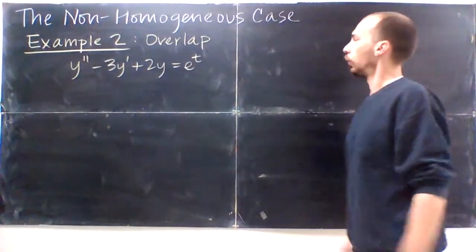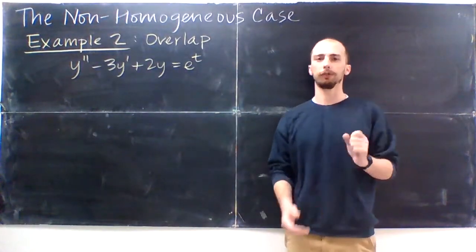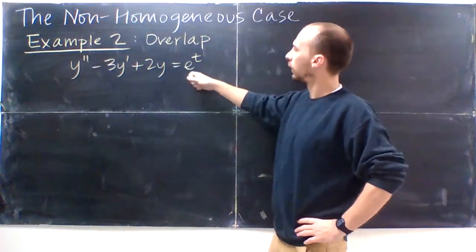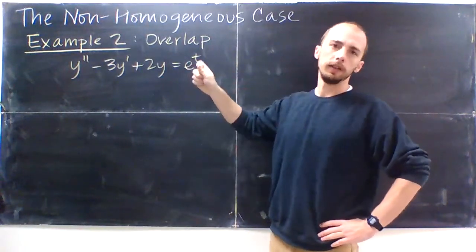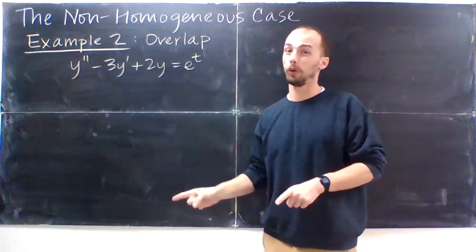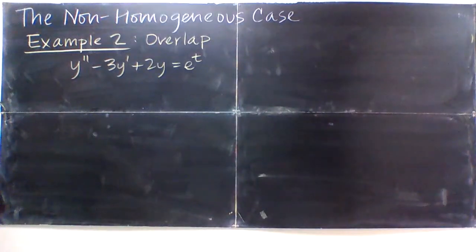All right, so let's look at this one. You might be saying, dude, this is the exact same example, and it's very close, okay? The point I want to make is that e to the t is the non-homogeneous part, but it's also one of the solutions to the corresponding homogeneous equation. And that's something we're going to need to be able to deal with.